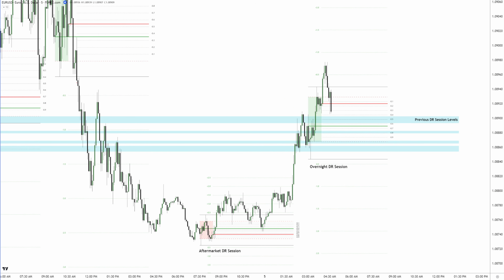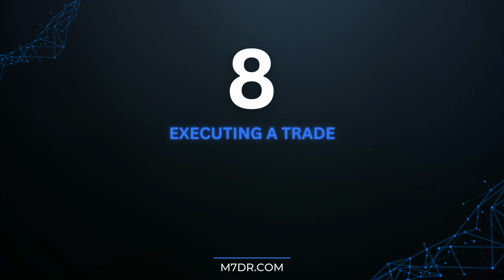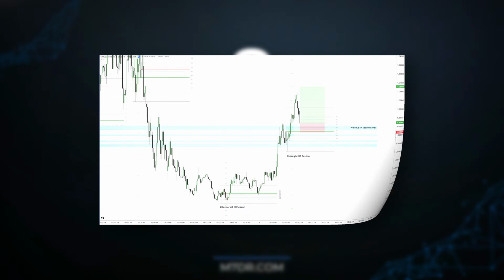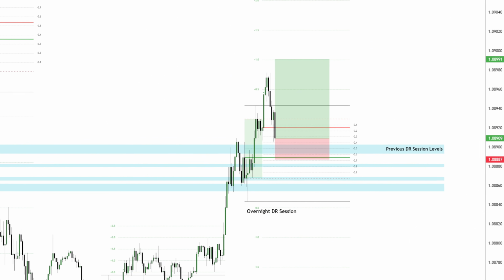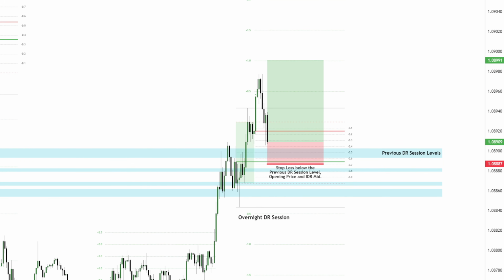The rejection aligns with multiple confluences. A potential DR upside model forming, a green DR box with an immediate long confirmation, and previous DR levels being rejected. With these confirmations, we are ready to plan our trade, which brings us to the last step: executing the trade. This trade setup offers almost 4R, with the stop loss placed below critical levels like the previous DR session level, opening price, and IDR mid.